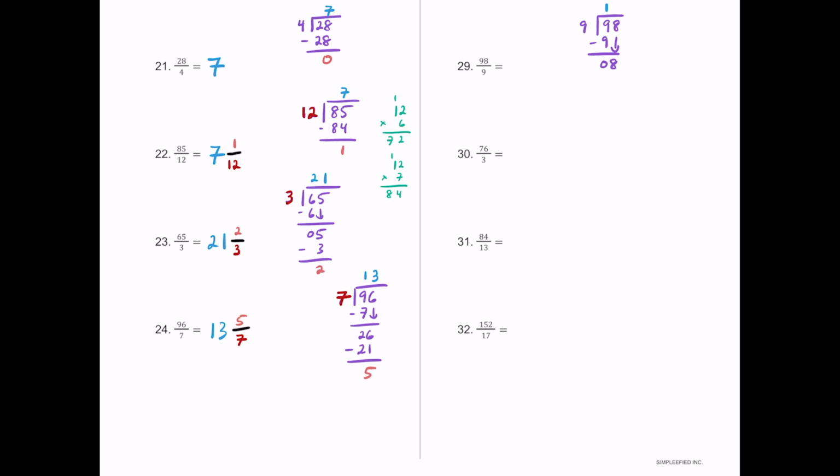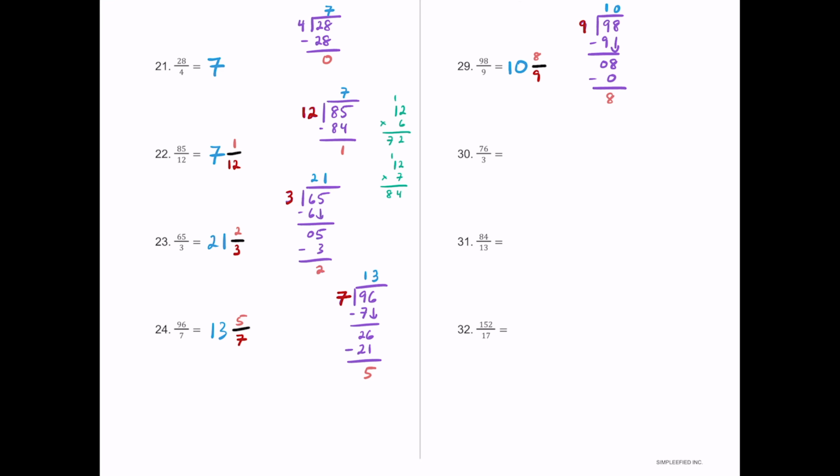And 9 will fit into 8 0 times. So put a 0 up there, don't forget. 0 times 9 is going to be 0. And if you subtract 8 minus 0, we have a remainder of 8. So this whole thing is going to go in 10 times, and our remainder is going to be this 8 over 9. So it almost went in 11 times, but it didn't. It went 10 and 8/9 times.